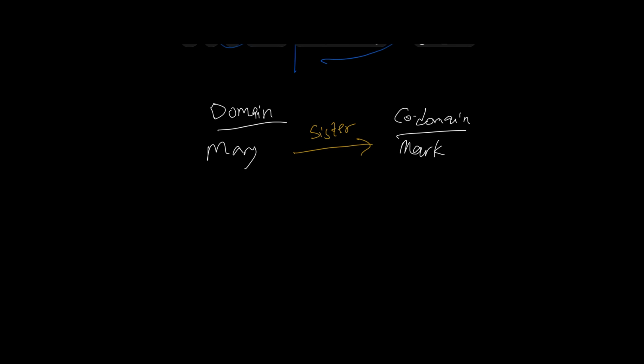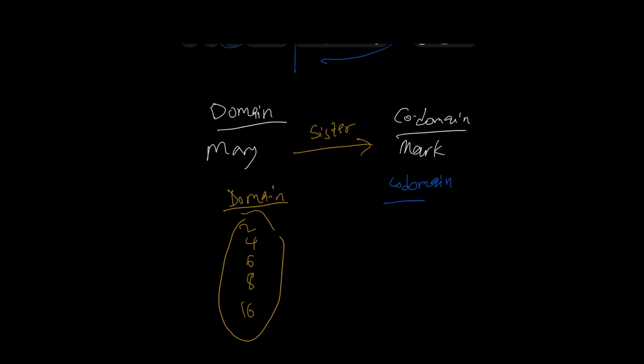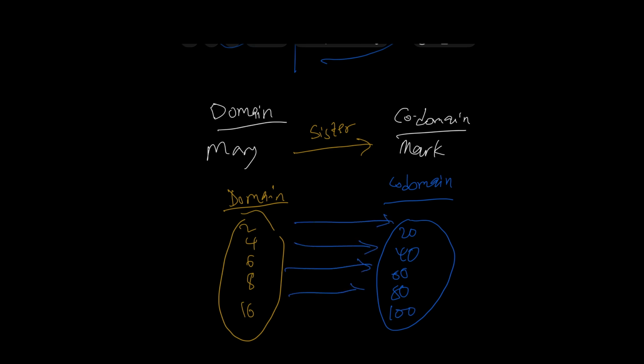Mathematically too, we can express relations in domain and codomain. So for example, listed above, the domain would have been 2, 4, 6, 8, 10, and our codomain would have been 20, 40, 60, 80, 100, and this is the relation between them.